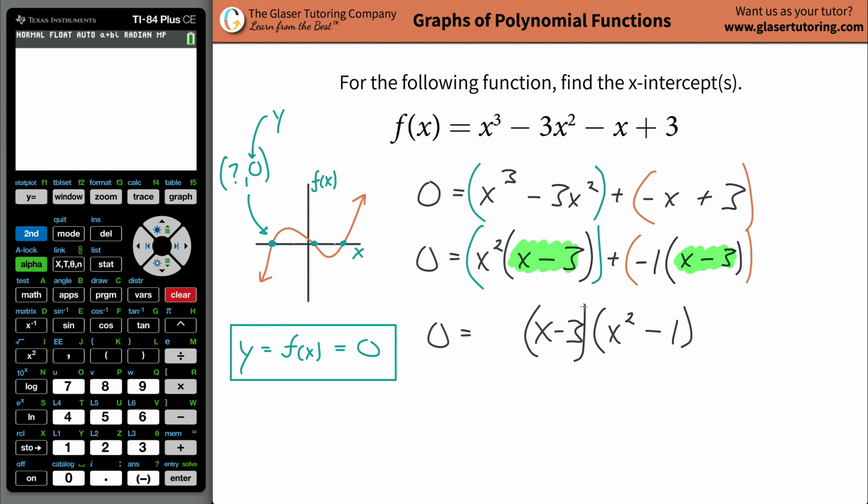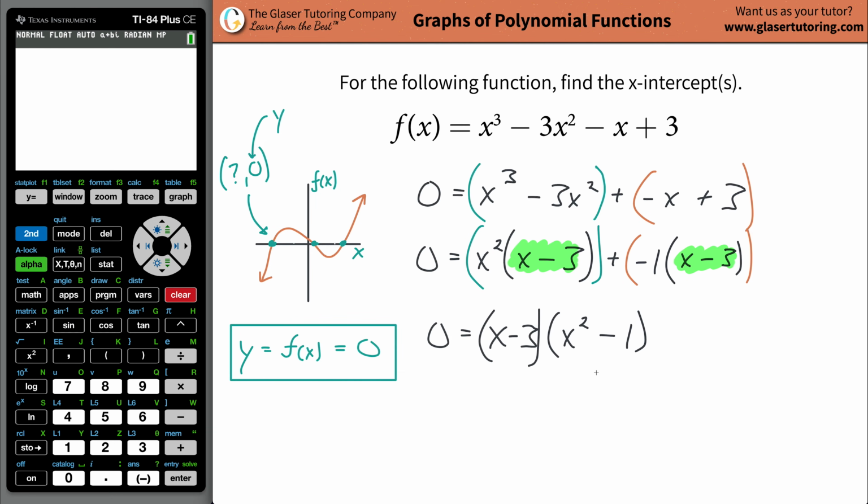And now you can almost imagine if I took x minus 3 as a whole unit and I multiplied it by x squared, I would get, well, x squared multiplied by x minus 3. And if I took x minus 3 and multiplied it by the minus 1, I would imagine I would get minus 1 multiplied by x minus 3. Ha! See, they're the same.